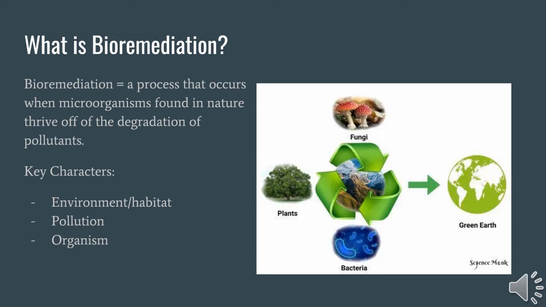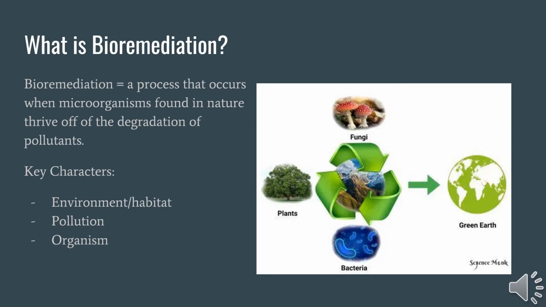To the right, I've included a nice little diagram that I feel helps us to visualize this on a larger scale. In essence, this process has three key players. 1. The environment, or some sort of natural setting, where 2. Pollution takes place in the form of an introduced and poisonous contaminant that benefits 3.